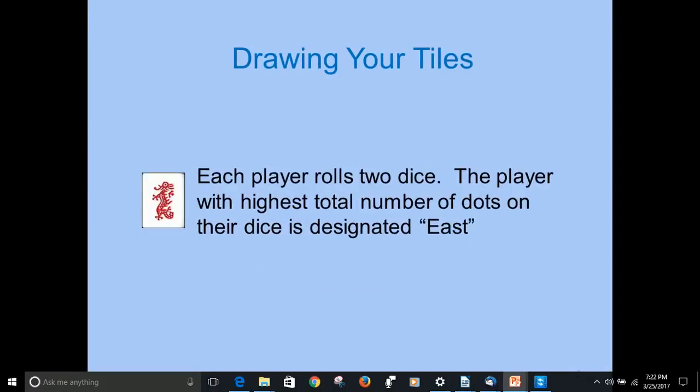To start out, each player in turn, going counterclockwise around the table, rolls 2 dice and counts the total number of dots showing on the top of the dice. The player who rolls the highest number is designated as East.